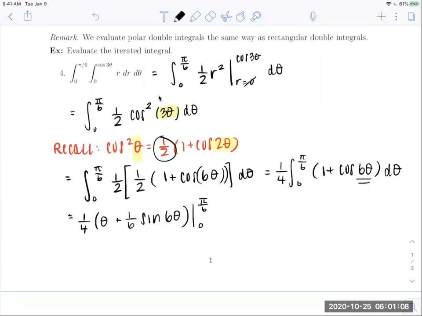Now, since sine of 0 is 0, I know that when I evaluate this expression at 0, the whole thing is going to zero out. So I'll just plug in pi/6.